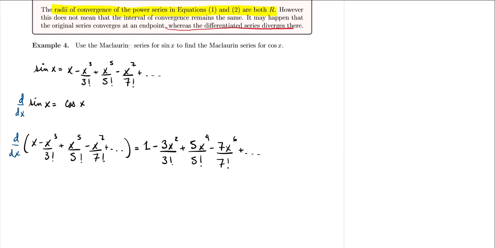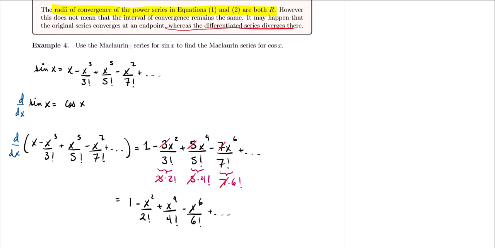Now at this point, I'm going to simplify because I have a couple of factorials in the denominator. I know 3 factorial is the same thing as 3 times 2 factorial, 5 factorial is 5 times 4 factorial, and 7 factorial is 7 times 6 factorial. So we can cancel some factors: the 3's cancel, the 5 cancels, the 7 cancels. We're left with 1 minus x squared over 2 factorial plus x to the 4th over 4 factorial minus x to the 6th over 6 factorial, and of course, we would continue on.